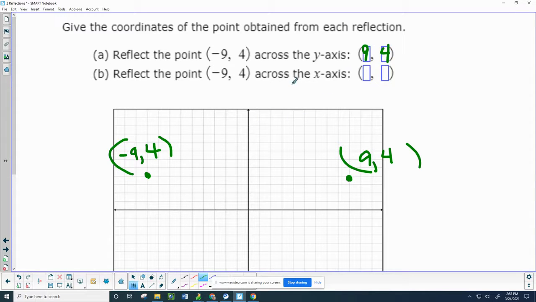Well, what about (-9, 4) across the x-axis? Well, if this is (-9, 4) right here, we're going to reflect it across the x-axis, which runs this way. That means that the x value is going to stay the same, and the y value will become its opposite. So we'll have a point 1, 2, 3, 4 down in this direction. So we'll end up with (-9, -4). And that will be our new point. Okay, keep on moving.